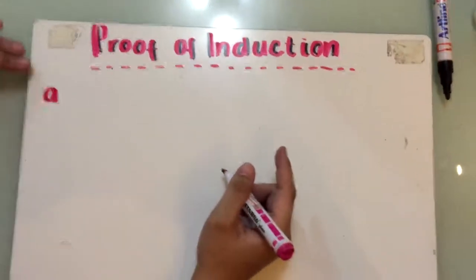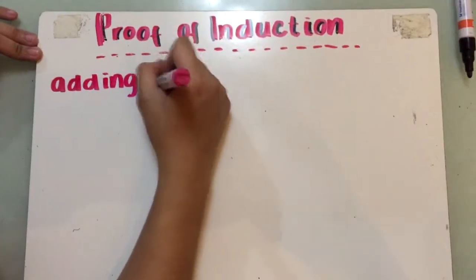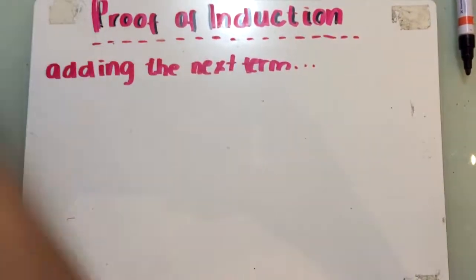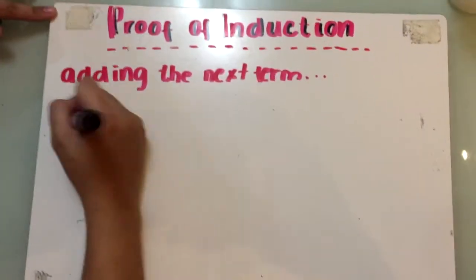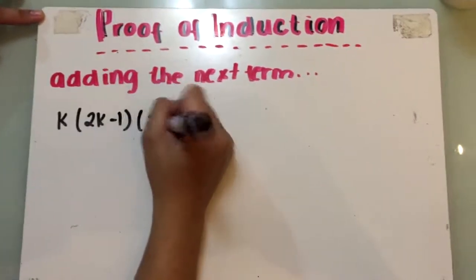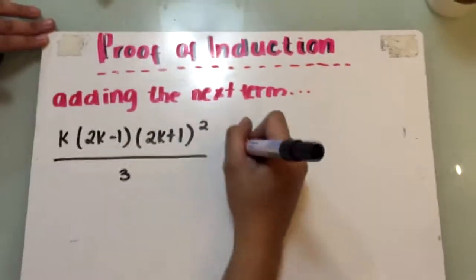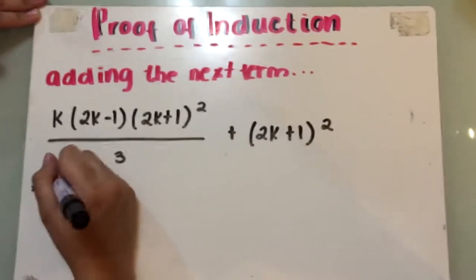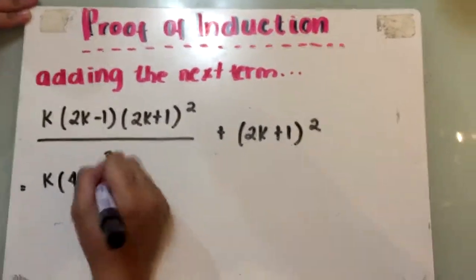So now we'll be moving on to the proof of induction, where we will prove that the given problem is true for all natural numbers. The third step is the proof of induction, wherein we will be making two columns, and the first column is labeled as adding the next term. And you will be substituting k for all of the n in the given equation.